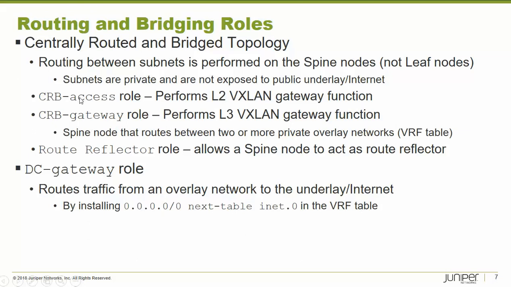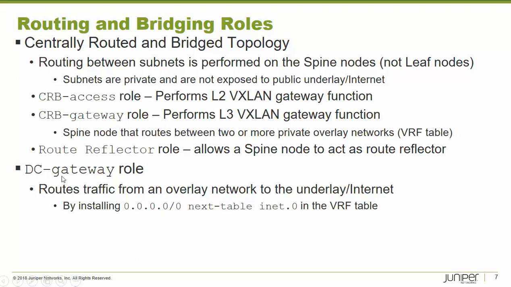So we talked about the CRB access role. It's the layer 2 VXLAN gateway function. CRB gateway role is on the spine, a layer 3 VXLAN gateway function. The spine node that's assigned this role will route between two or more private overlay networks through a VRF table. So it's a routing instance, a VRF table. And that's what keeps it private. That is, there's no internet access.